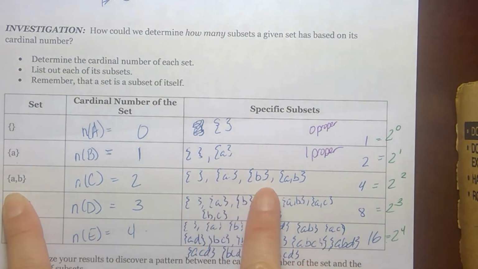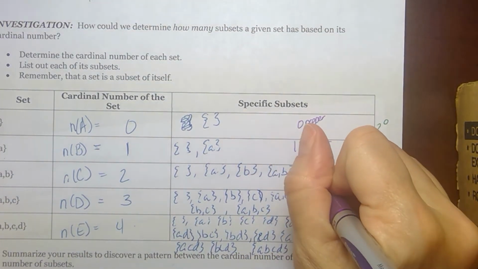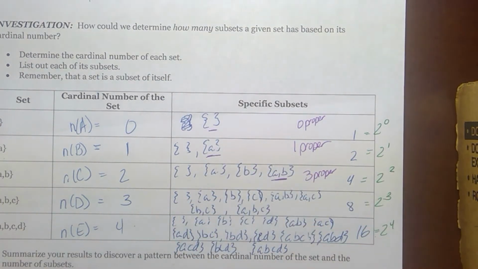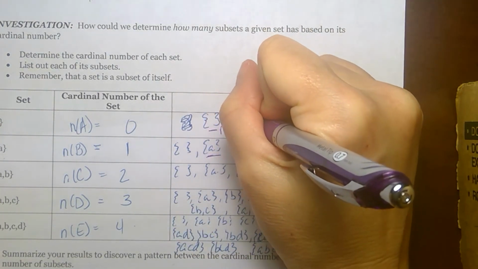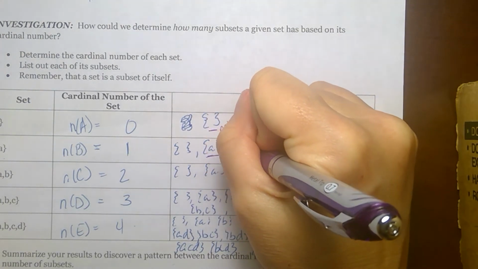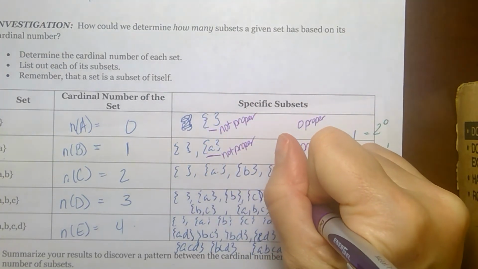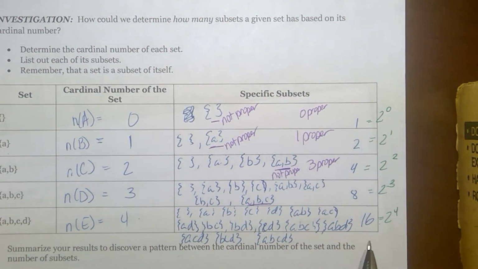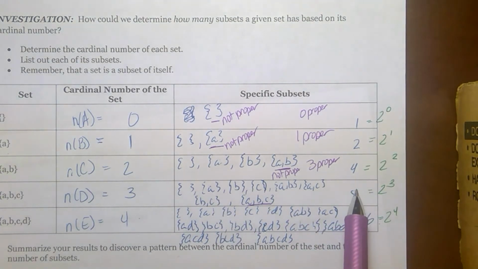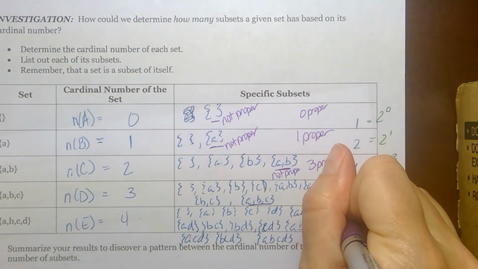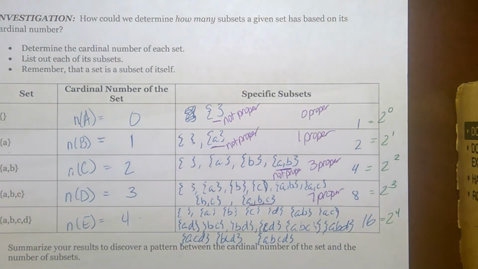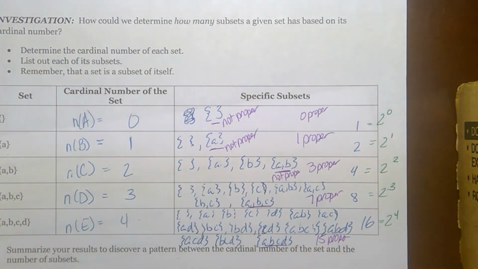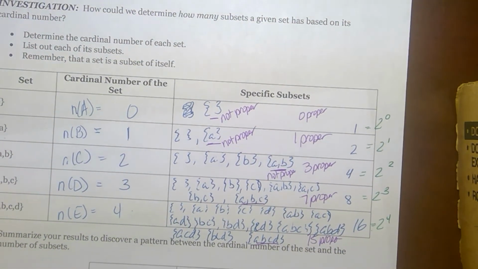So there are 1, 2, 3, 4 total subsets, but only 3 of them are proper, because that one is not proper, because that is equal to the original. Not a proper subset. So notice that the one subset that is equal to the original is not proper. So all the rest of them are. If I have 8 total subsets, I have 7 that are proper subsets. When I have 16 total subsets, that means 15 of them are proper subsets, and 1 of them is not because it's equal to the original.